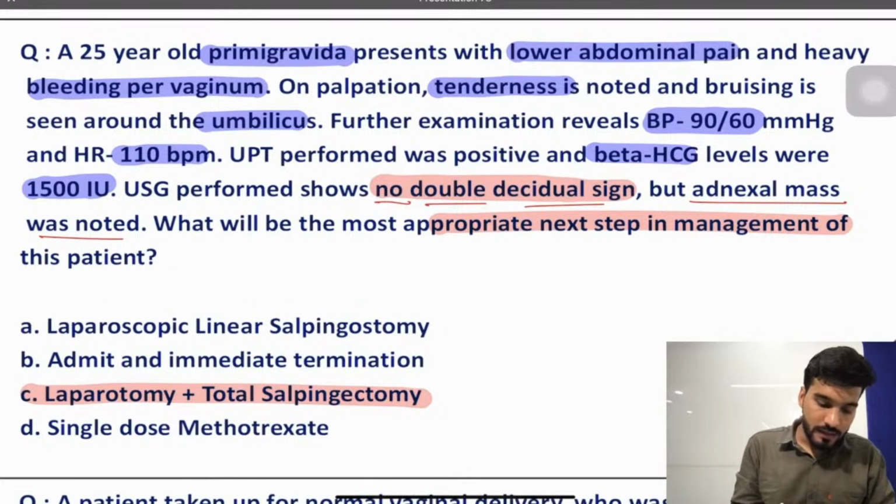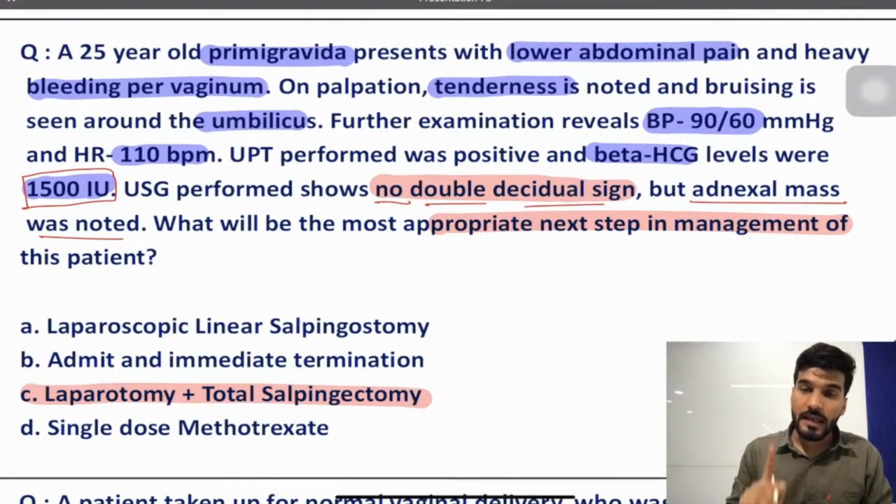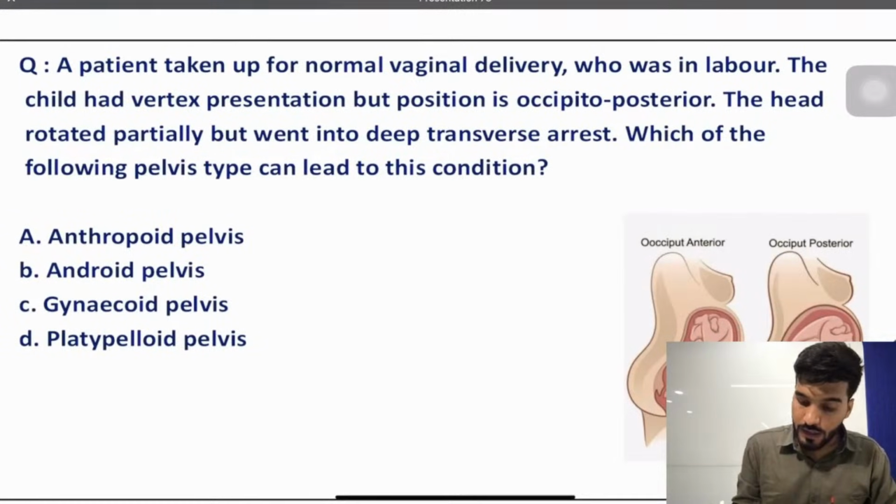You might be thinking that the beta hCG levels are less than 5000, sir, but there is no role of beta hCG levels in case of a ruptured ectopic pregnancy. There is no role of ectopic mass size in case of a ruptured ectopic pregnancy. The only answer is total salpingectomy. Make sure if vitals are unstable, it's a case of a ruptured ectopic pregnancy, and you cannot go for laparoscopy. Okay, next question. A patient taken up for the normal vaginal delivery who was in the labor.